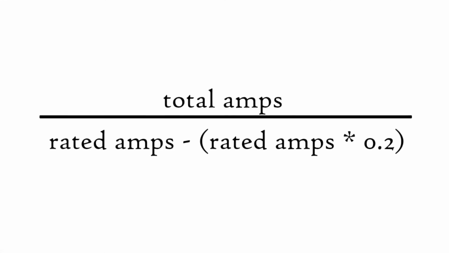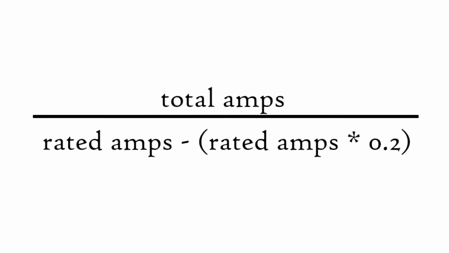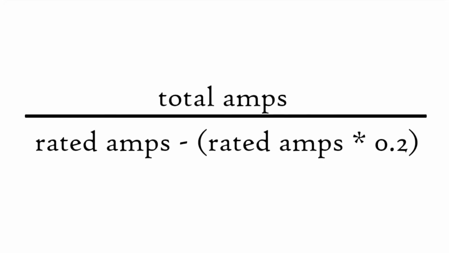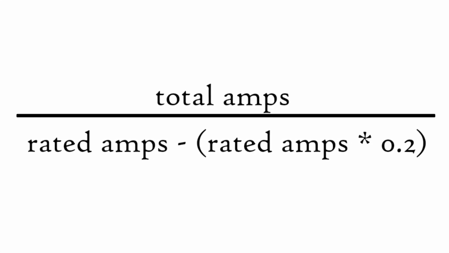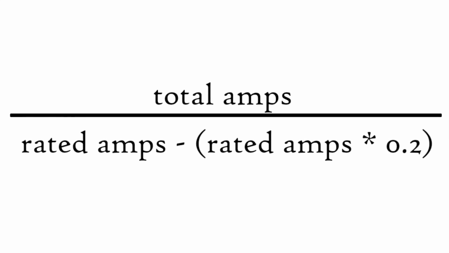Then determine how many power supplies and of what size you'll need. Do this by dividing your total power draw by each power supply's rated amps, minus the rated amps times 0.2. The latter includes your 20% overhead for safety.